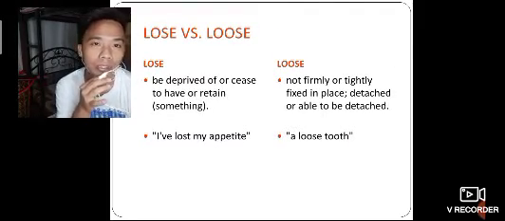Lose versus loose. Lose: be deprived of or cease to have or retain. For example, I've lost my appetite. Loose: not firmly or tightly fixed in place; detached or able to be detached. A loose tooth.